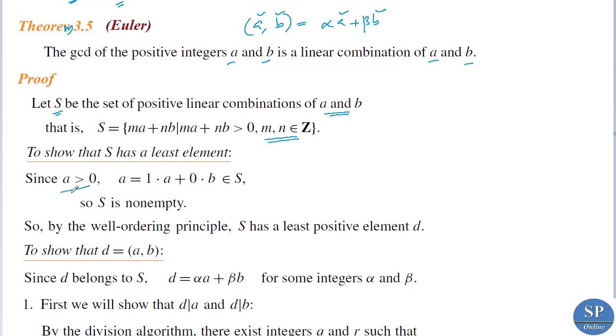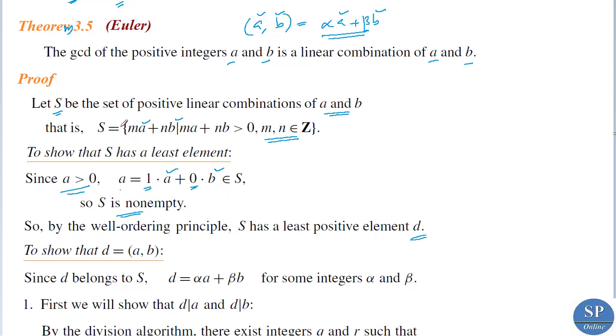Since A is greater than 0, A can be written as A equal to 1 into A plus 0 into B, where this is alpha and this is beta. That is, we have written A as a linear combination of A and B. Okay, therefore A belongs to S, because A can be expressed as a linear combination of both A and B, and it is positive. So A belongs to S, so S is non-empty. Our aim is to show that the GCD of A and B is equal to some alpha A plus beta B. Now, by the well ordering principle, S has a least positive element.